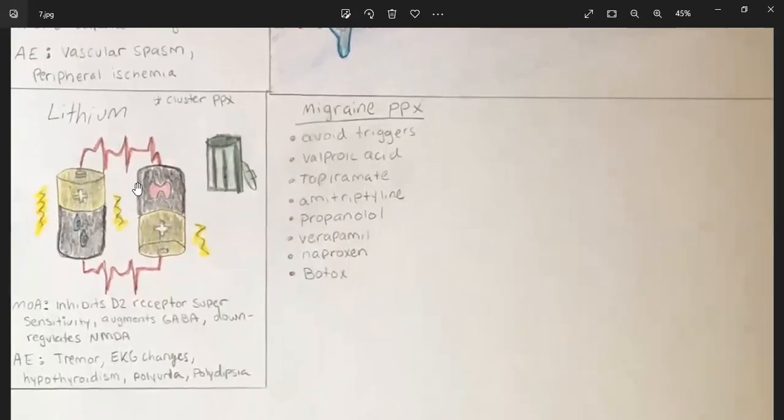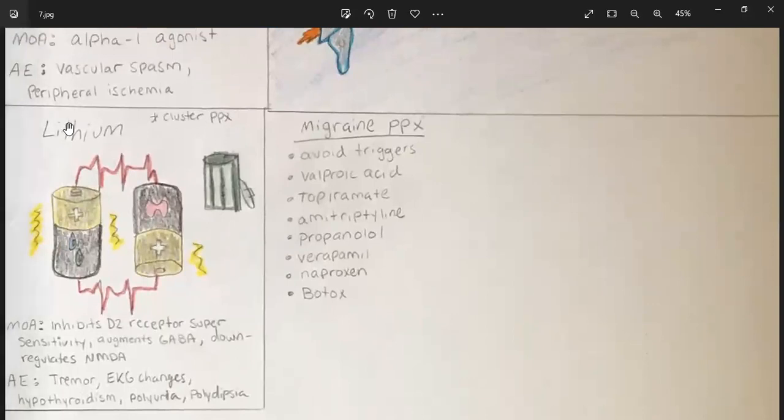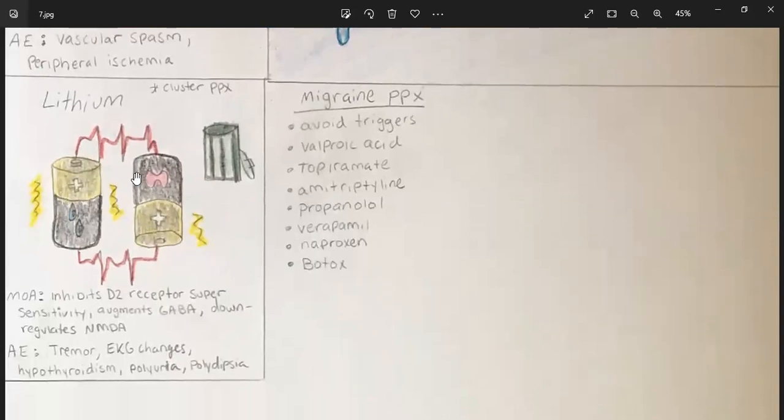And then for cluster prophylaxis, you can use lithium. So these are some lithium batteries. There are some D batteries. They inhibit D receptor supersensitivity. They augment GABA, so it's garbage, and then downregulate NMDA. Mostly what is shown here is that these are D batteries and they're lithium, and you remember it inhibits D2 and then garbage. You're not supposed to throw batteries in the garbage to augment GABA. Hopefully that'll help you remember this.